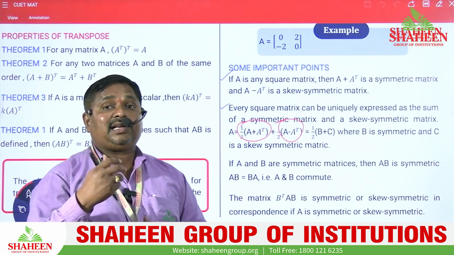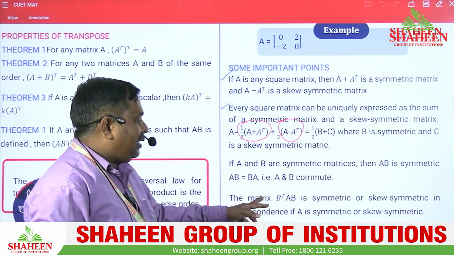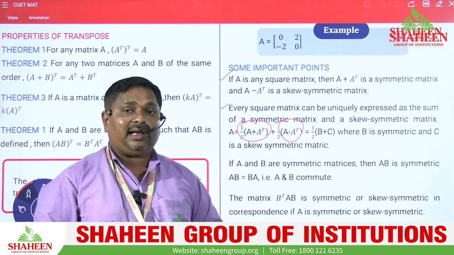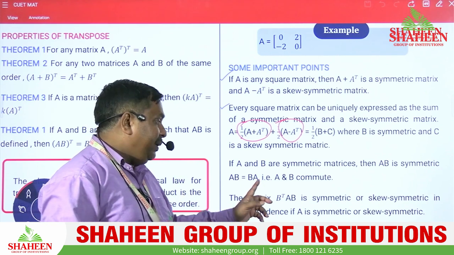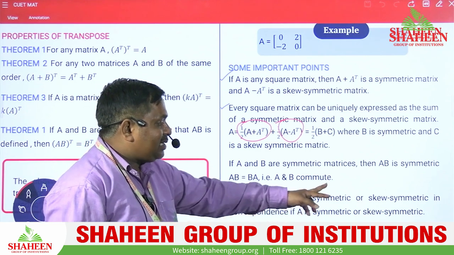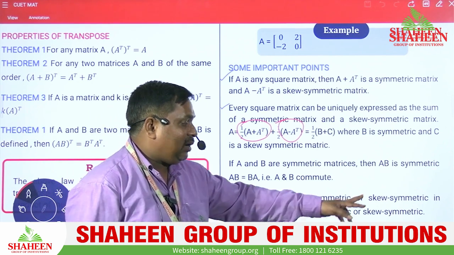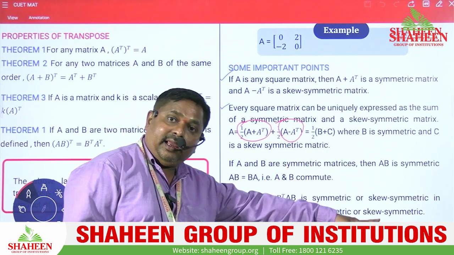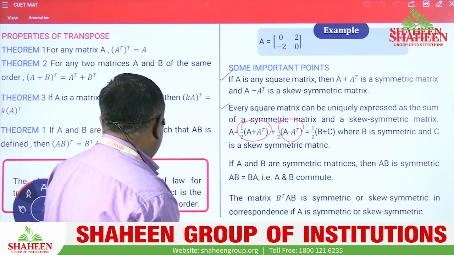Now understand, if matrix A is symmetric, then this B dash AB will also be symmetric. Now what if the A matrix is skew symmetric? Okay, A is a skew symmetric matrix, then B dash AB is also skew symmetric. Here B dash AB is symmetric or skew symmetric in correspondence to whether A is symmetric or skew symmetric. If A is symmetric, B dash AB is symmetric. If A is skew symmetric, then B dash AB is a skew symmetric matrix.